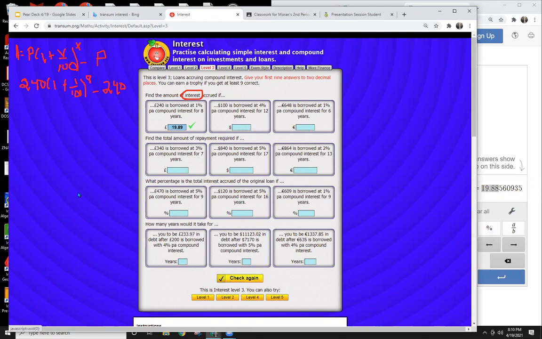Okay. Next one, find the total amount of payment requirement. So this time, for this one, we are not going to subtract the original amount because we want the whole amount. Okay. Find the total amount. So we're going to go 340. Let's see, 340, 3 and 7.